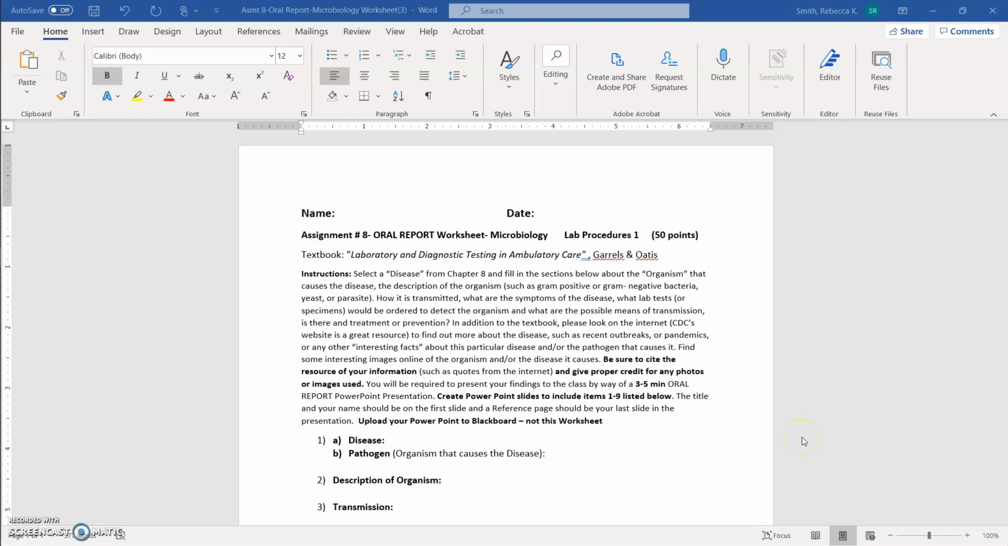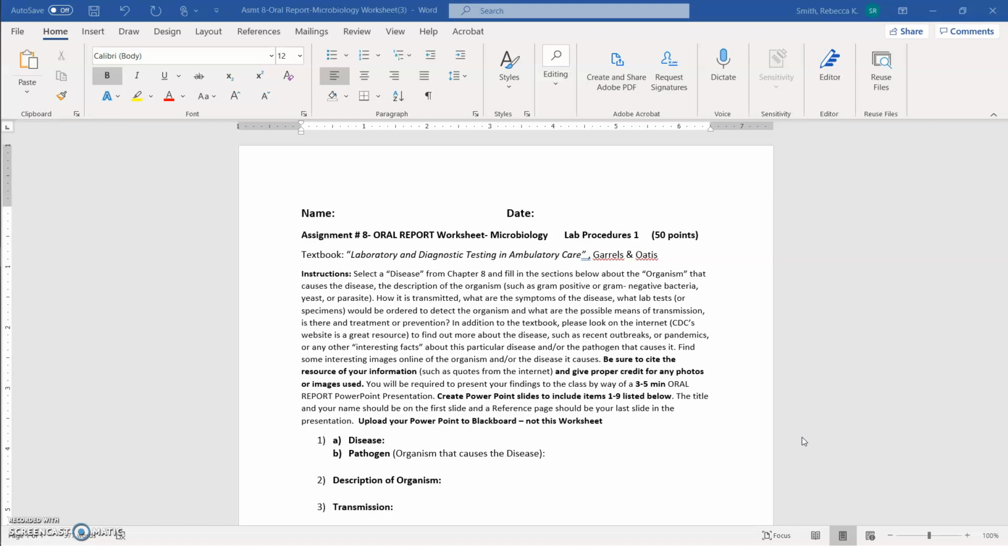Hi guys, I want to take some time to go over assignment 8. It's something I don't want you guys to get worried about. A lot of students have a lot of fun doing this little project. So I want to go through what the expectations are in case you have any questions. So hopefully I'll get those answered here for you.